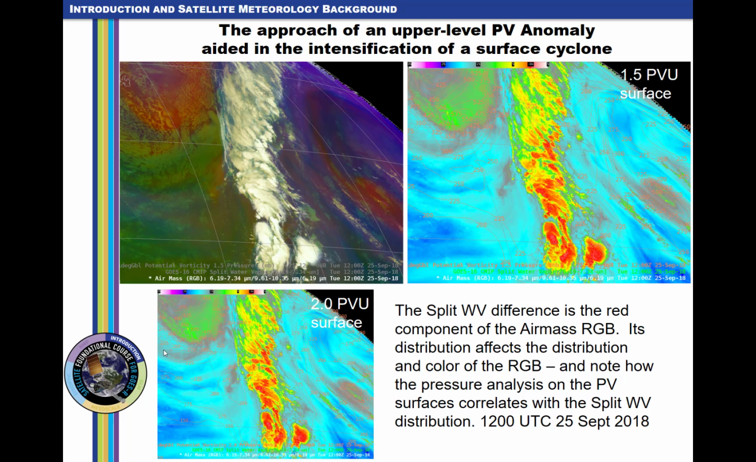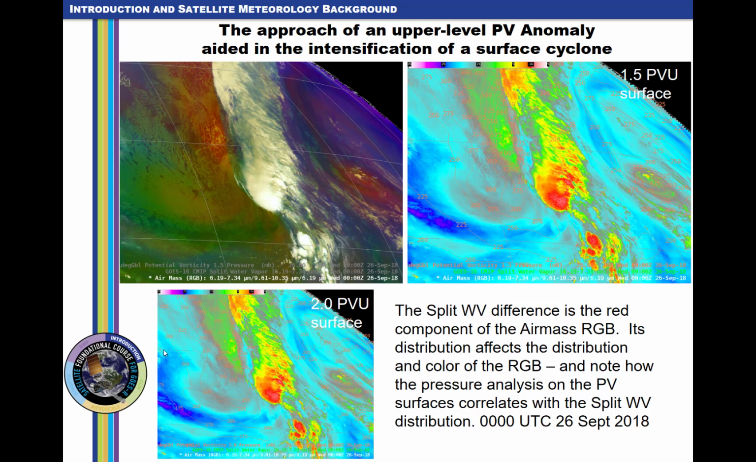There are many examples that show air mass RGB imagery with red and orange features that are showcasing a feature in the split water vapor imagery, which is the red component of the air mass RGB. Here we see a pressure analysis on the 1.5 PVU surface. The largest pressure contour on the 1.5 PVU surface is 575 millibars. This is showing extratropical transition as that potential vorticity anomaly interacts with the tropical cyclone.